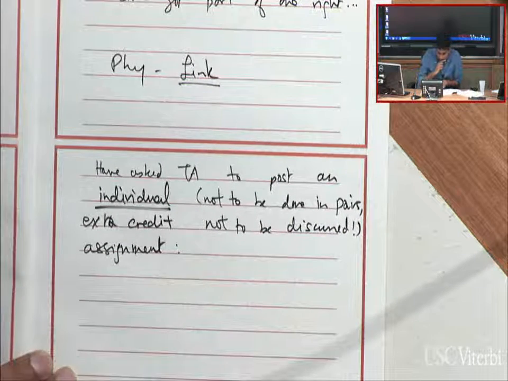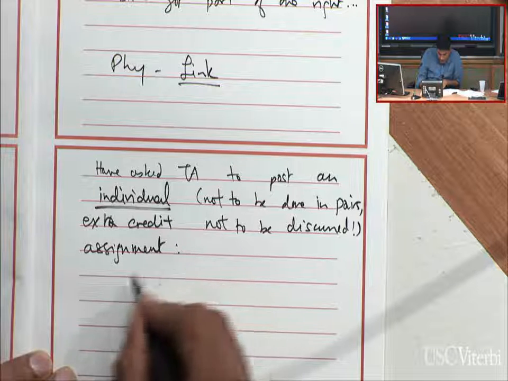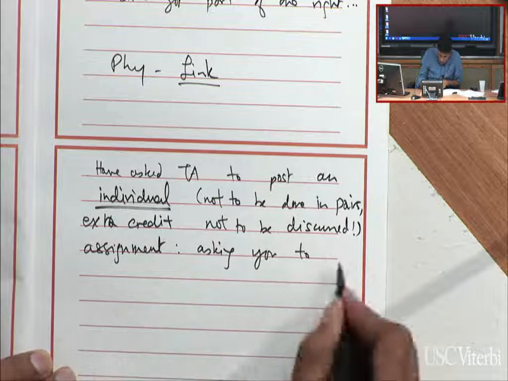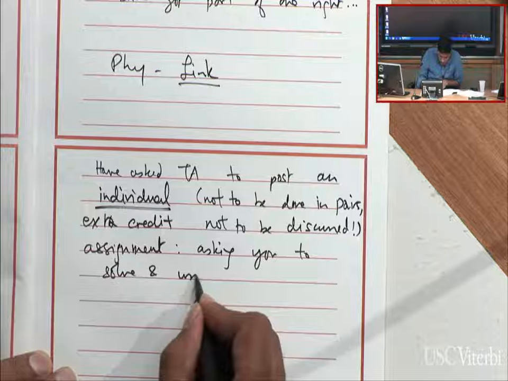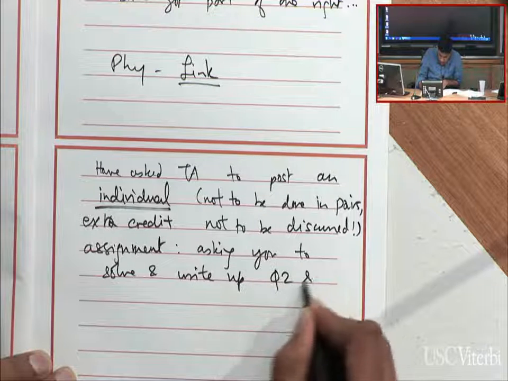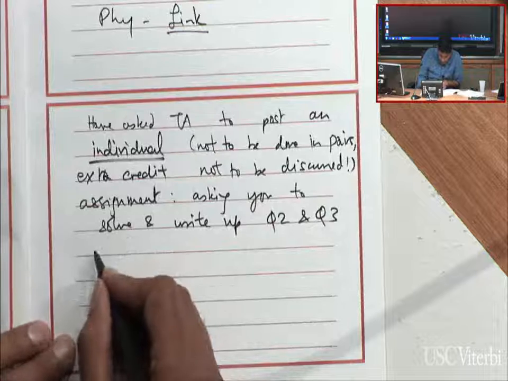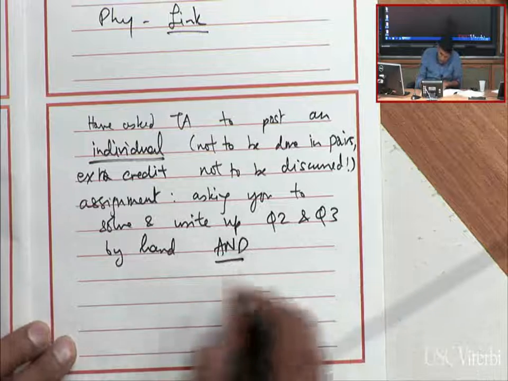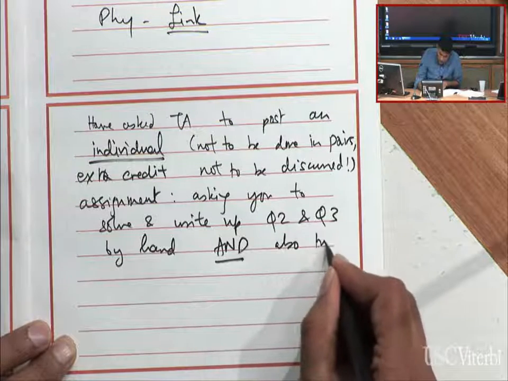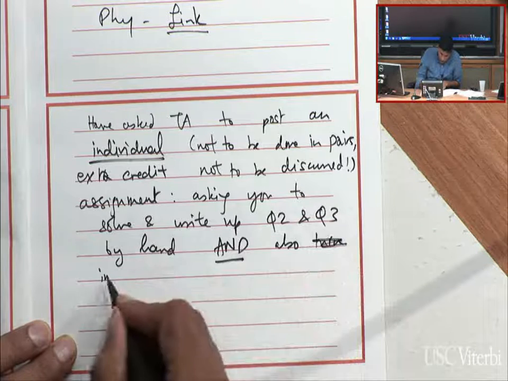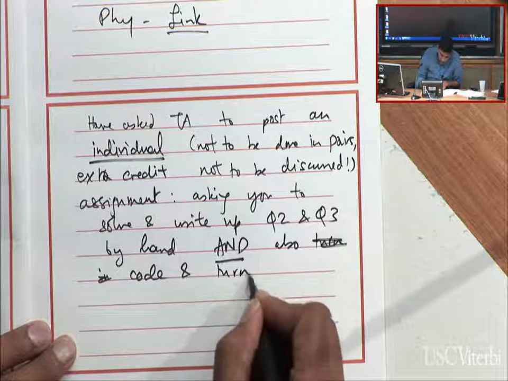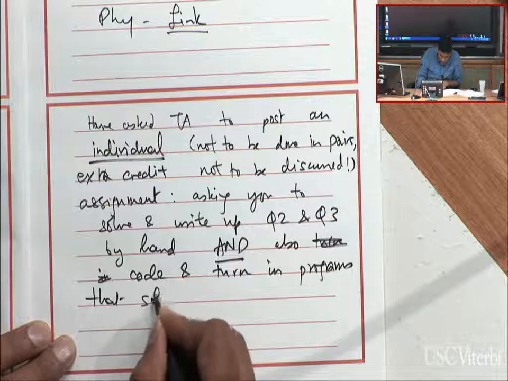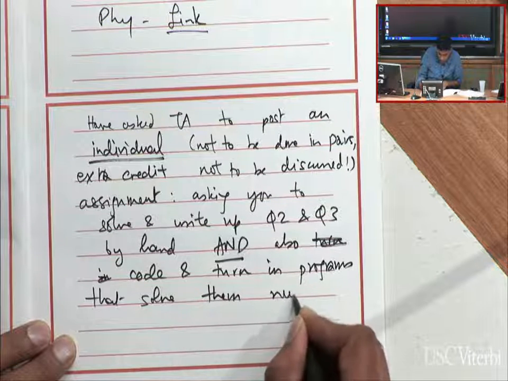And the extra credit assignment is basically asking you to solve and write up questions 2 and 3 by hand, and also turn in, actually I would say code and turn in, programs that solve them numerically.